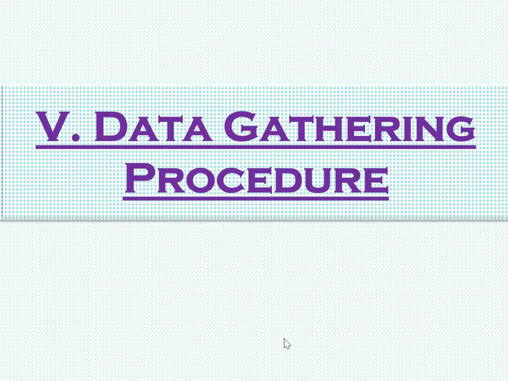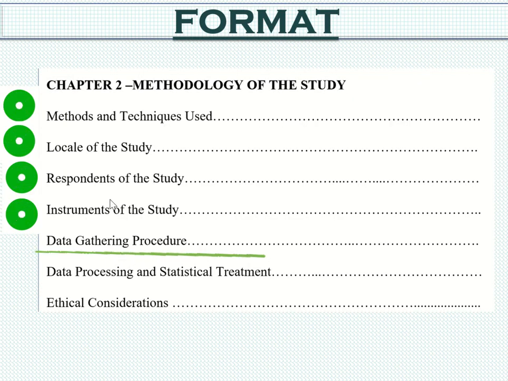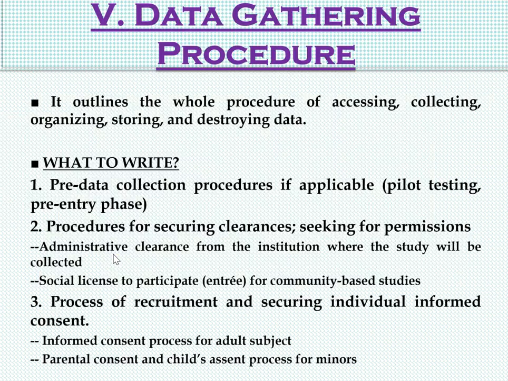So the next section is data gathering procedure. This is our fifth section. This section outlines the whole procedure of accessing, collecting, organizing, storing, and destroying data. So what do we write here? This section is divided into the following parts, and it will vary depending on the research design.